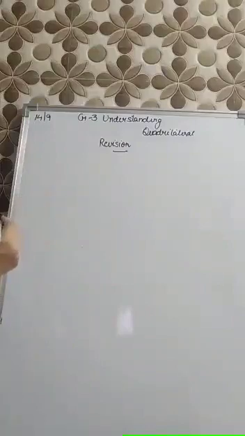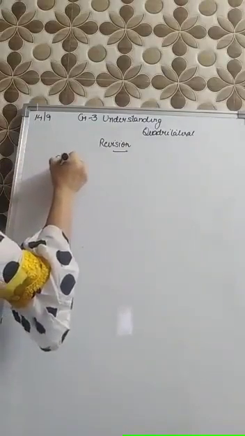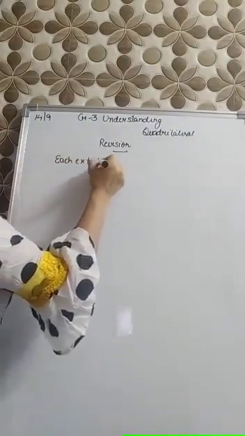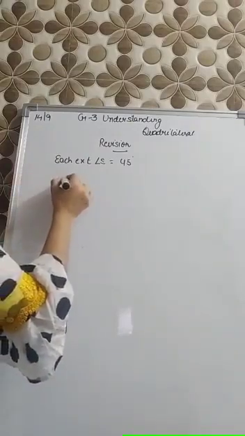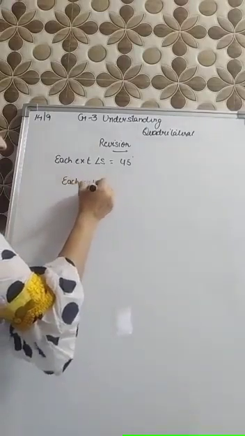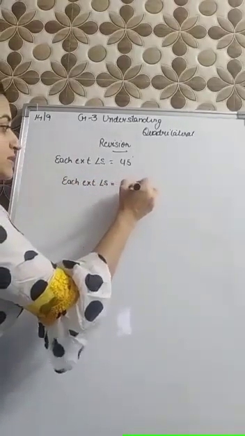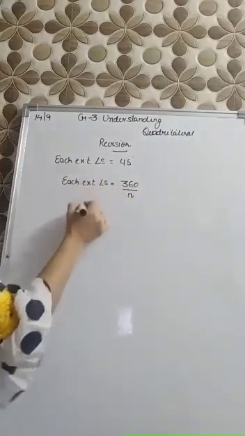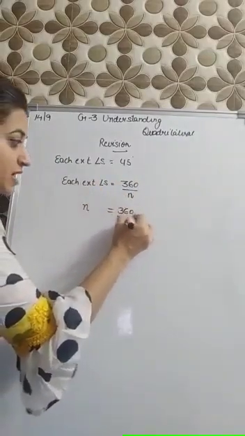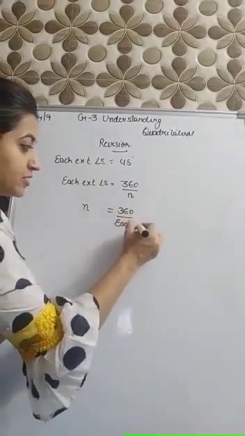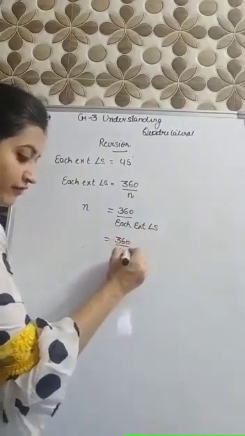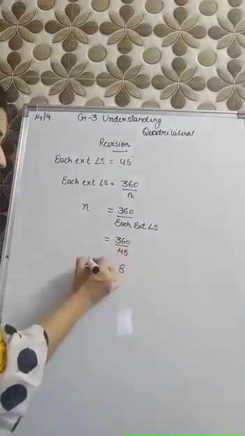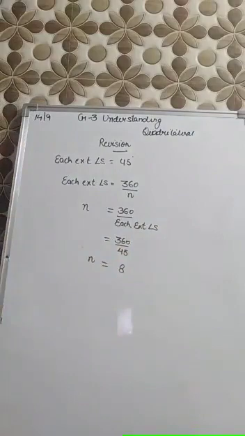Next is, suppose you are given each exterior angle as 45 degrees and you have to find the number of sides of a regular polygon. So the formula we have, each exterior angle is equal to 360 upon n. If you want to shift n here, n is equal to 360 upon each exterior angle, that is 360 upon 45. This will give you the number of sides as n equals 8. Got it?